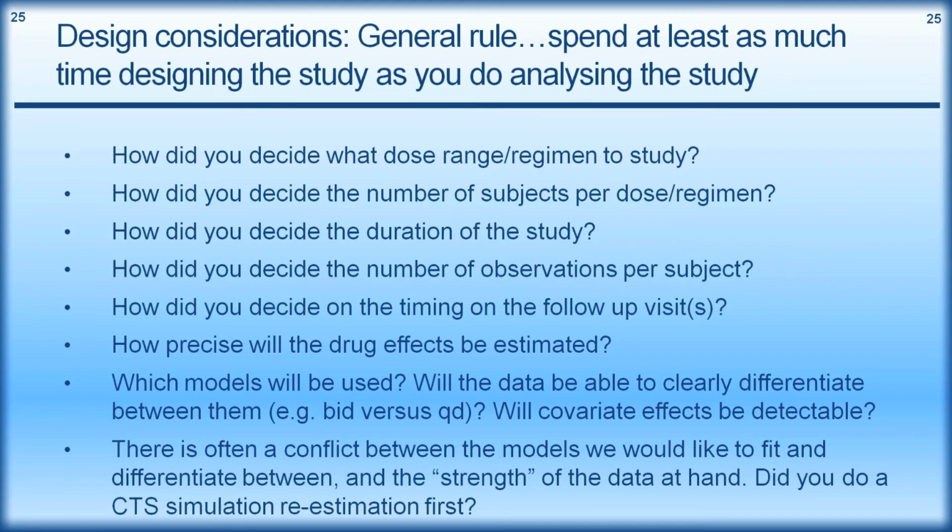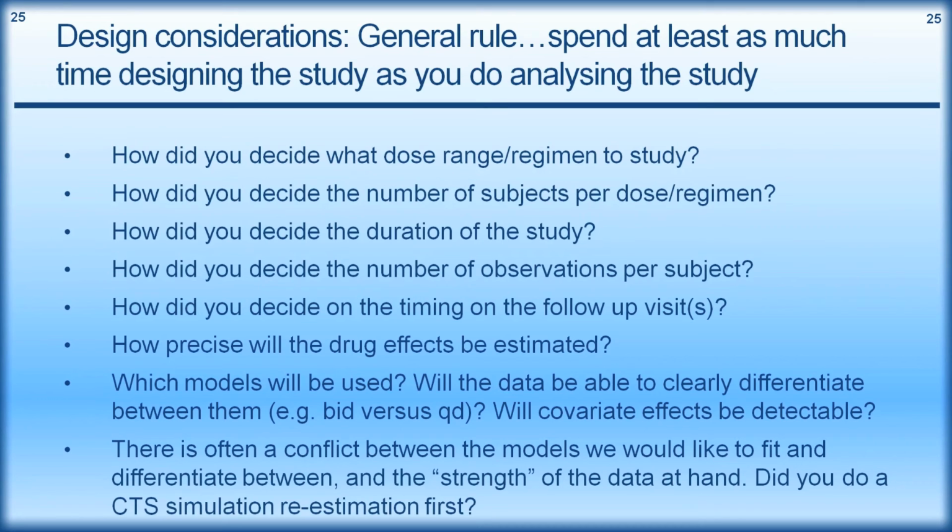On the basis of this observation schedule that you've suggested, how precise are your PK/PD models or your stats models going to be at estimating the drug effects? Also, what models are you going to be using? For example, will the data be able to clearly differentiate between BID dosing, twice daily dosing, versus single, once a day dosing? How are you going to differentiate between whether your drug in phase 2 with a BID regimen and a QD regimen, should you go into phase 3 with the BID regimen or with the QD regimen? Is your data going to be strong enough to be able to detect differences between those two regimens?